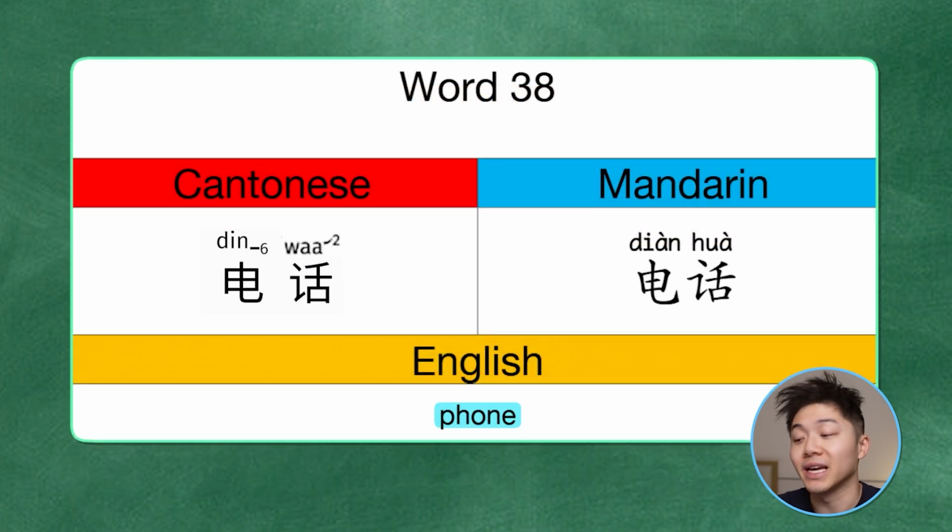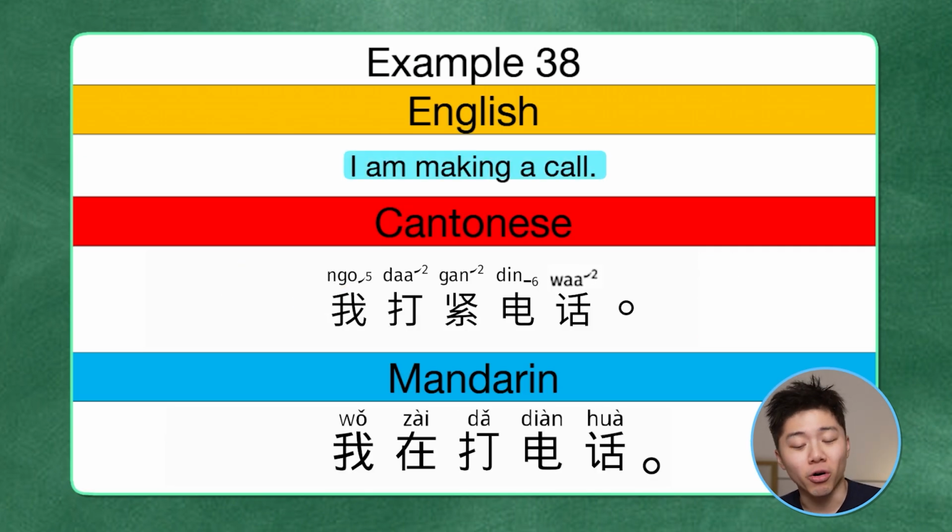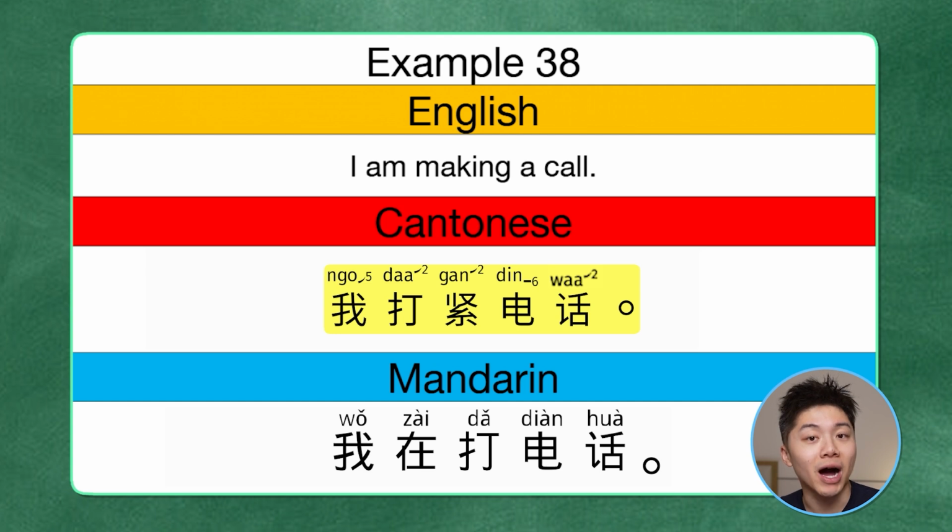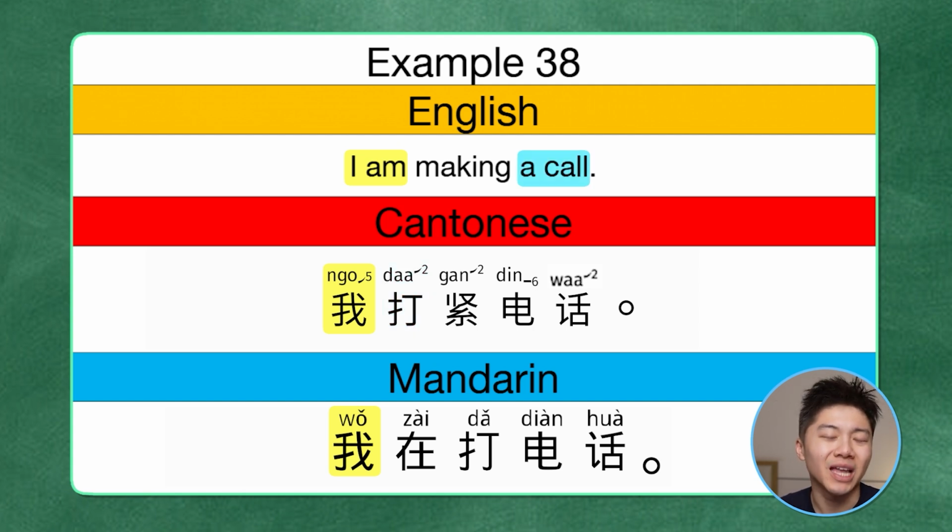So next is phone. In Cantonese, we say 電話. For example, I am making a call. In Cantonese, 我打緊電話. In Mandarin, 我在打電話. So 我 is I. In Mandarin, 我. 打 is to call. So 打電話 is to hit phone, which is like literally to call, make a call. In Mandarin, say 打電話.